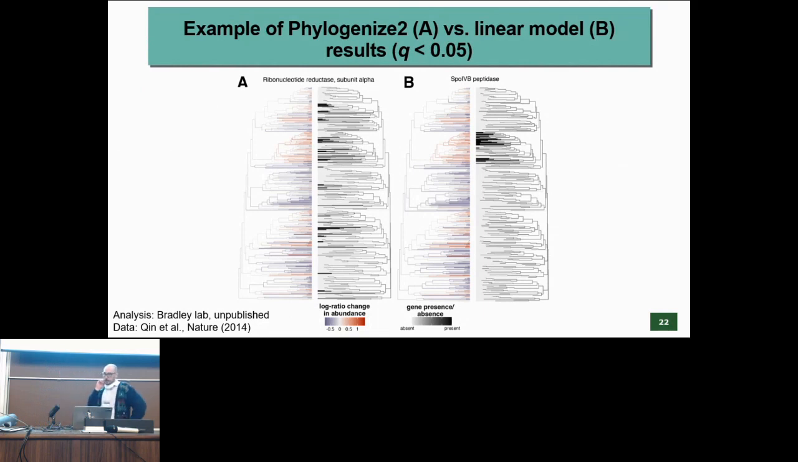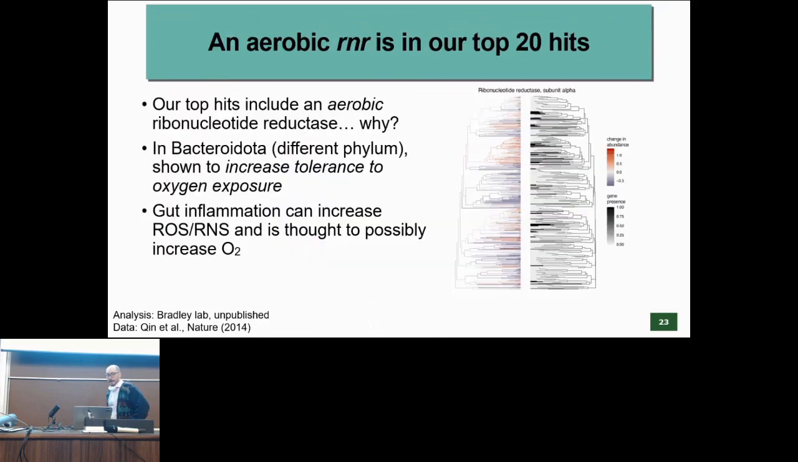We were very interested in what some of these hits were. One of them is this gene RNR, and actually this is an aerobic ribonucleotide reductase. We found this to be really odd because Lachnospiraceae are obligate anaerobes. They're very sensitive to oxygen. When we started to look into this, we found that somebody had already reported that in a totally different phylum that also had an aerobic ribonucleotide reductase, this gene was shown to increase their tolerance to transient oxygen exposure.